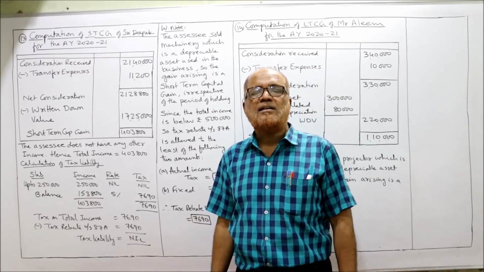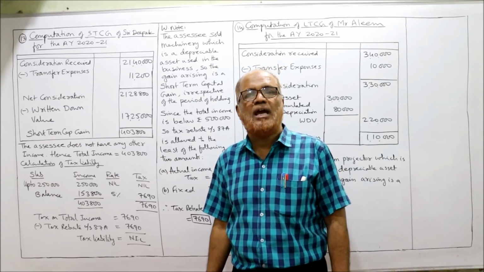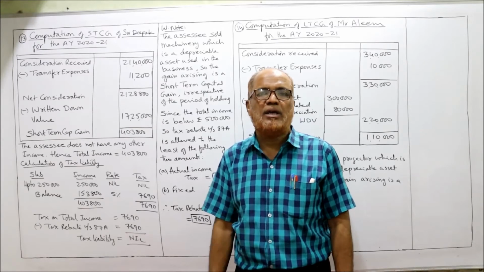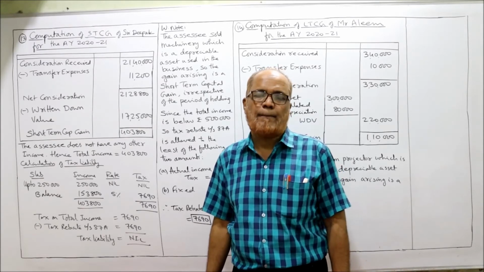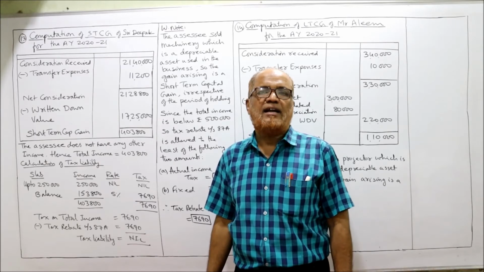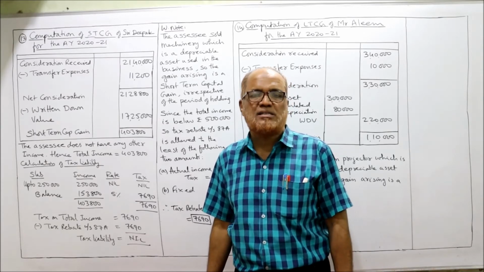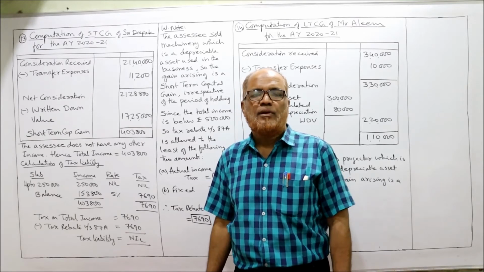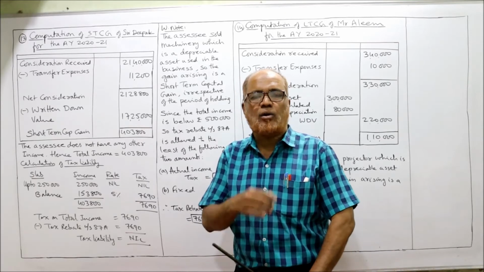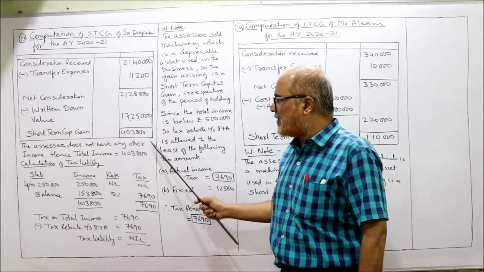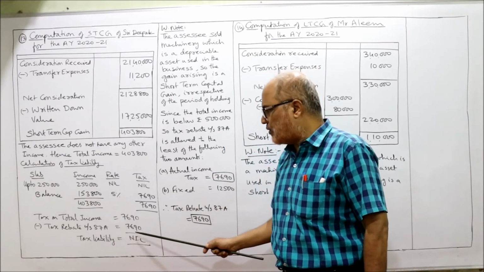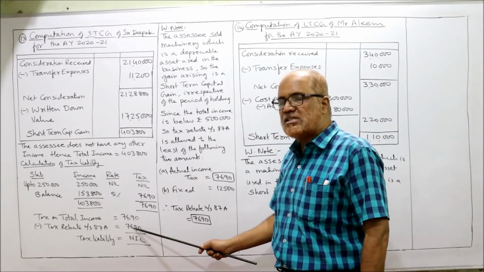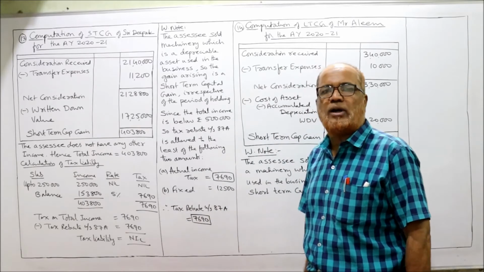From this, tax rebate under section 87A will be allowed because the assessee's total income is below rupees 5 lakh. The 87A deduction, tax rebate, is allowed for low income group people whose income is below 5 lakh rupees. So here income is below 5 lakh rupees, so tax rebate of 7,690 is allowed and tax liability will be nil. How we got this 7,690 tax rebate, in the working note I'll explain.